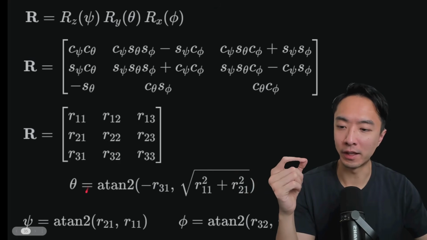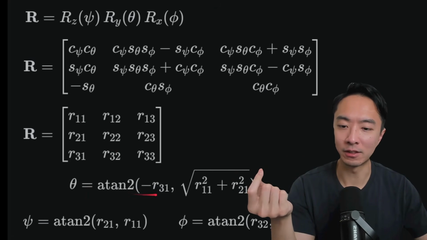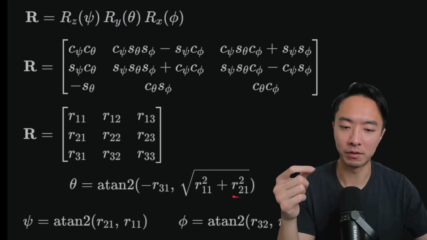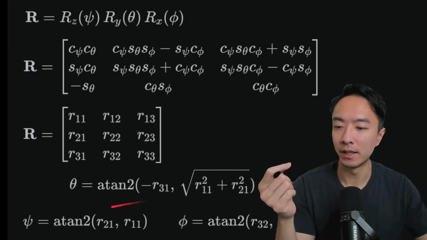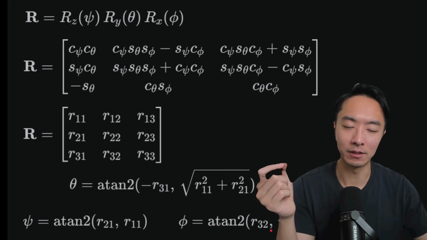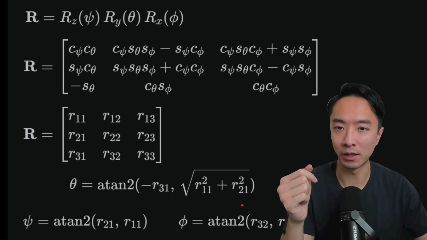And you could solve for the angle theta using atan2 of negative R31 and the square root of R11 squared plus R21 squared. And then psi is going to be atan2 of R21, R11, and phi is going to be atan2 of R32 and R33.